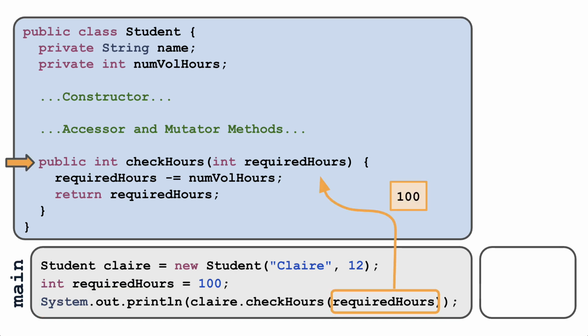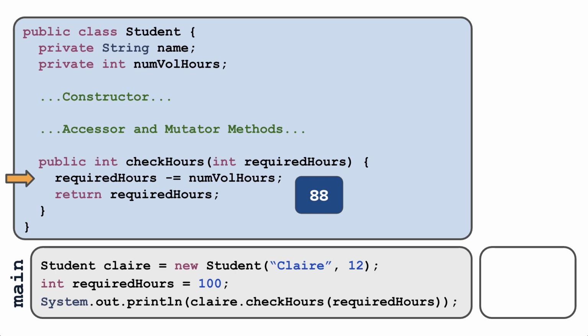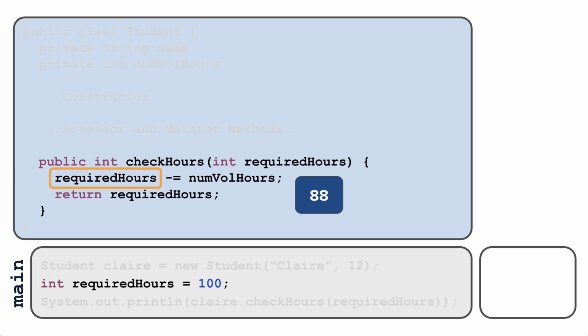The method call passes in the required hours variable as an argument, which has a value of 100. Next, the method updates the value of the required hours parameter by subtracting the current value of numVol_hours. Based on the current values of these variables, this expression is 100 minus 12. As a result, the required hours variable in the checkHours method is assigned a value of 88. Note that even though the value of required hours is changed in the method, the original value in the main class is unaltered and remains equal to 100.